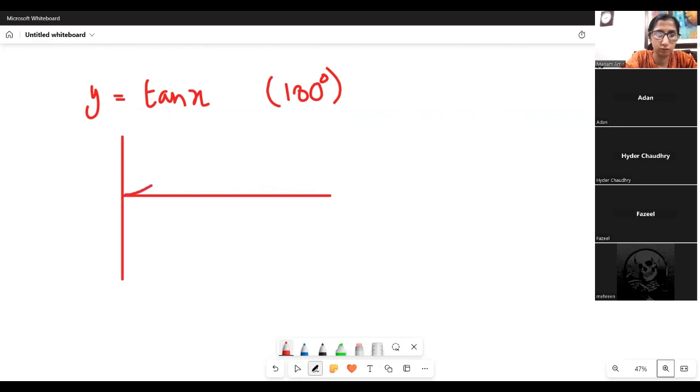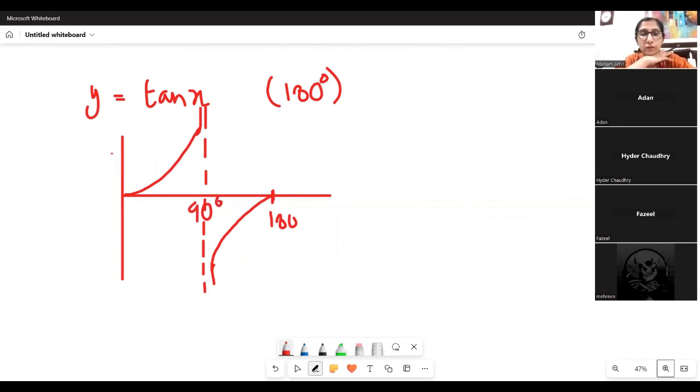So यूं जाता है और फिर यूं complete हो जाता है. Ends at 180 and there used to be an asymptote here at 90. The graph cannot touch the asymptote. Looks like this. So this is 90 degree. So this is one cycle for tan x.